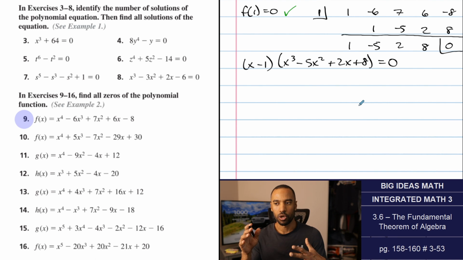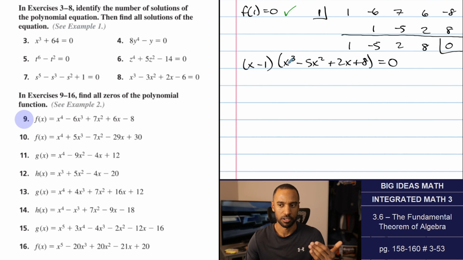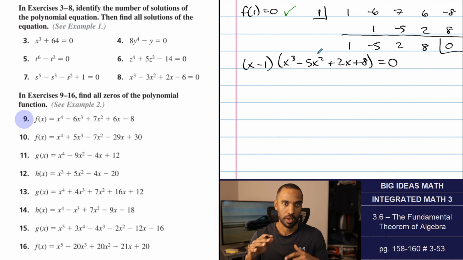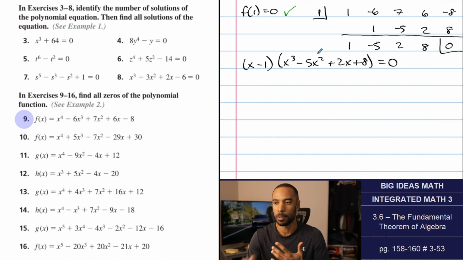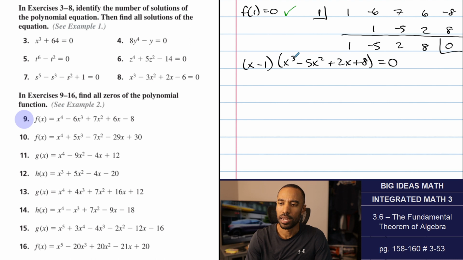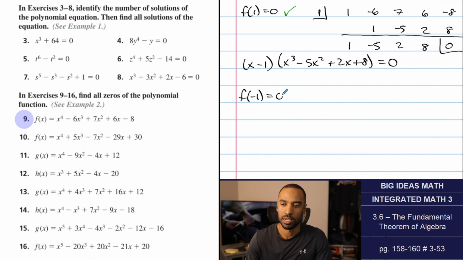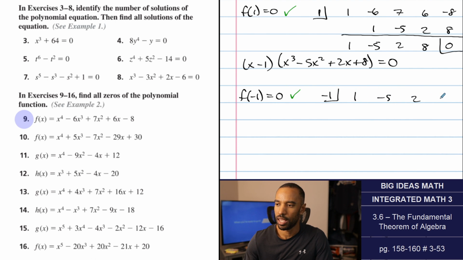So we are, once again, going to work off our factors of p over factors of q. Same set, plus or minus 1, plus or minus 2, plus or minus 4, plus or minus 8. If I try 1, it fails this time. Let's try negative 1. We get negative 1 minus 5 minus 2 plus 8. Negative 1 actually works. f of negative 1 equals 0. So let's use synthetic division on negative 1 this time with 1, negative 5, 2, and 8.